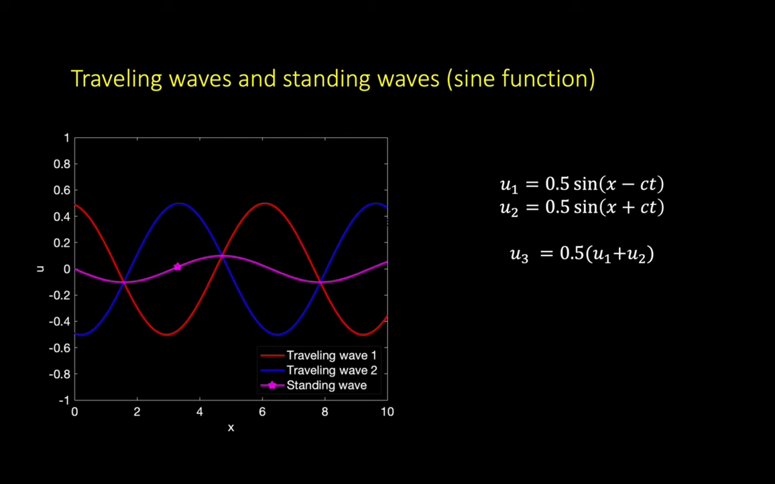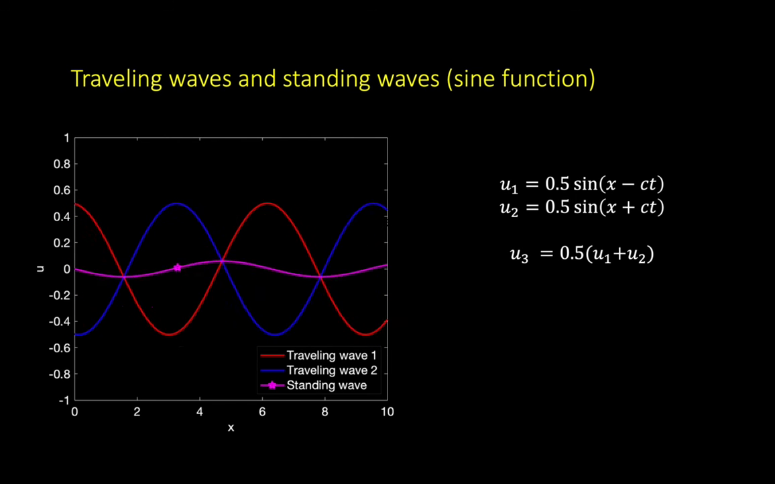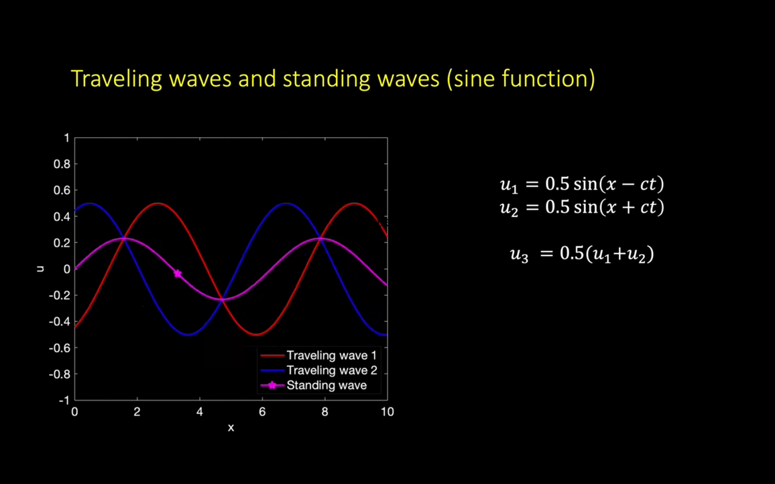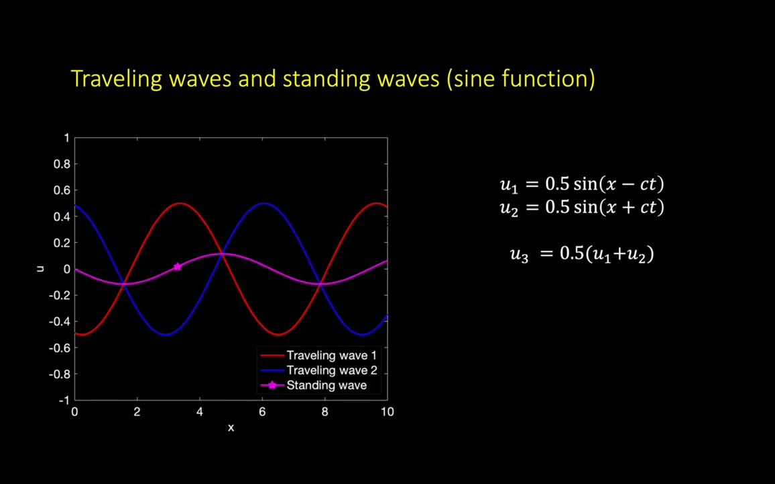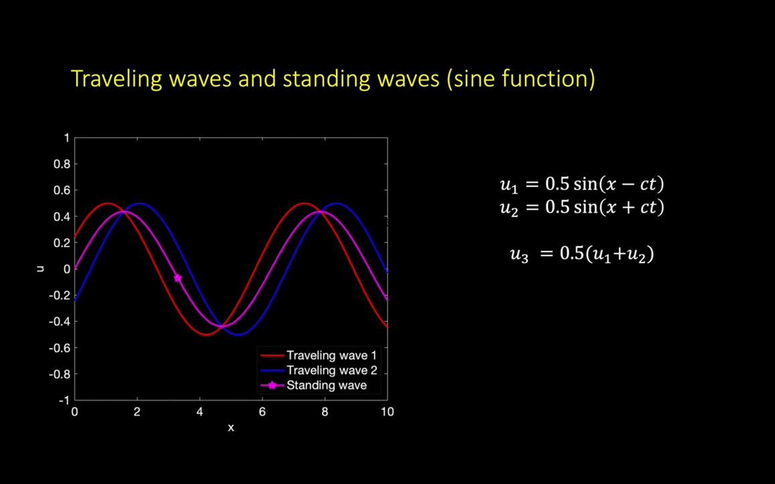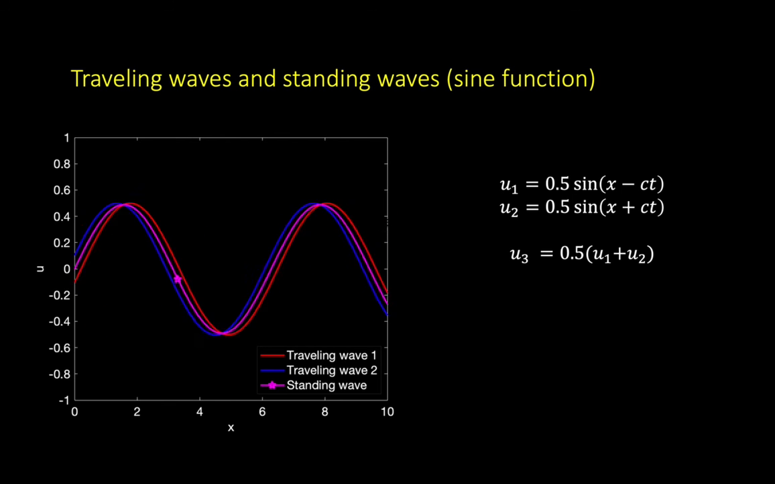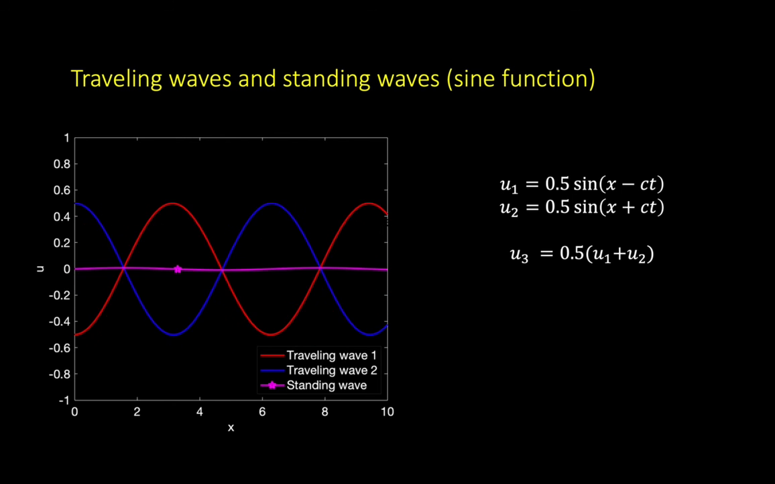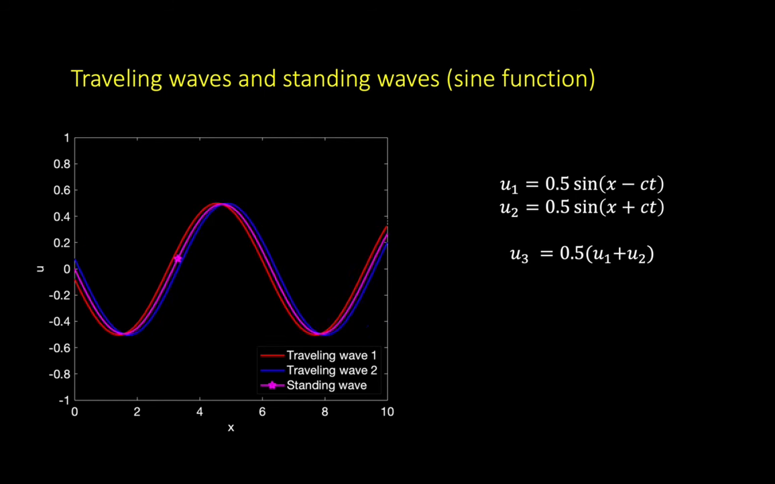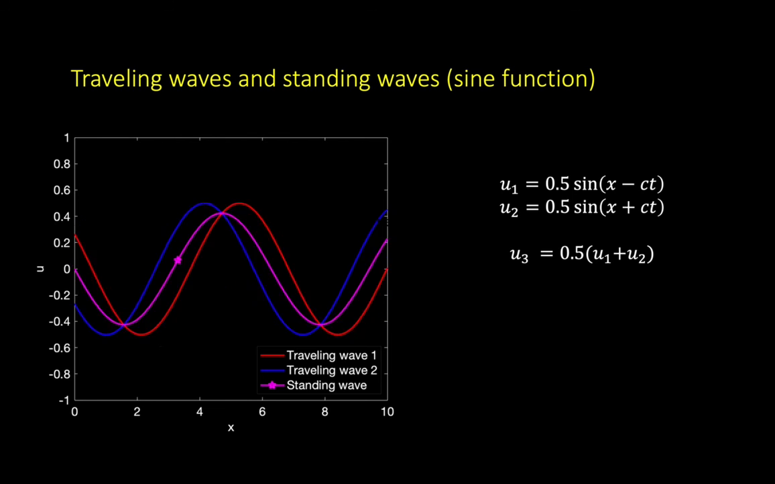Now let's look at the traveling waves. In this figure, the red sine wave, U1, is traveling to the right, while the blue sine wave, U2, is traveling to the left. The pink wave is the average of the two traveling waves, and we can see that the marker on the wave does not travel to the left or right, but only moves up and down. By adding up the two waves traveling in opposite directions, we have obtained a standing wave.